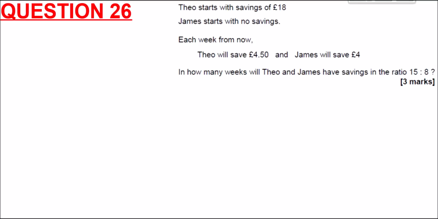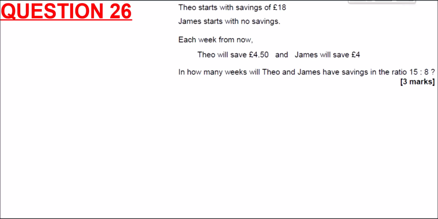Question 26 is a ratio question. We've got Theo and James who are trying to save some money. So Theo starts with savings of £18. James has nothing. And each week from now, we're told that Theo will save £4.50 and James is going to save £4. In how many weeks will Theo and James have savings in the ratio 15 to 8? This is a question where it's really hard to know where to begin.